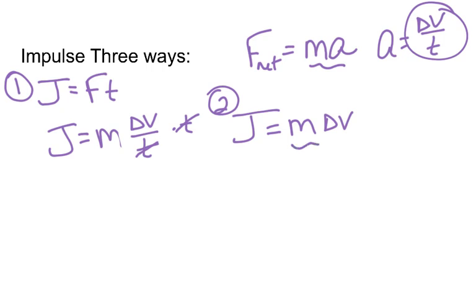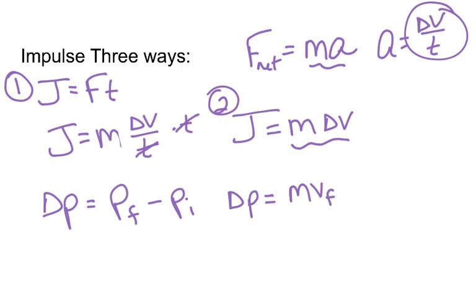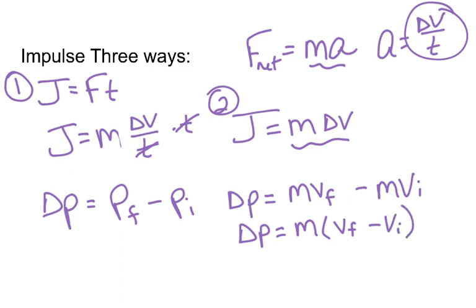The third one is looking at this. Well, the change in momentum is going to be the momentum final minus the momentum initial. Remember, a change in anything is always the final minus the initial. Or we could say the mass times the final velocity minus the mass times the initial velocity. Well, I can factor out the mass, and I can say it's mass times the final velocity minus the initial velocity, which is the same as saying the mass times the change in velocity. So the third way to calculate impulse is by just doing the change in momentum.